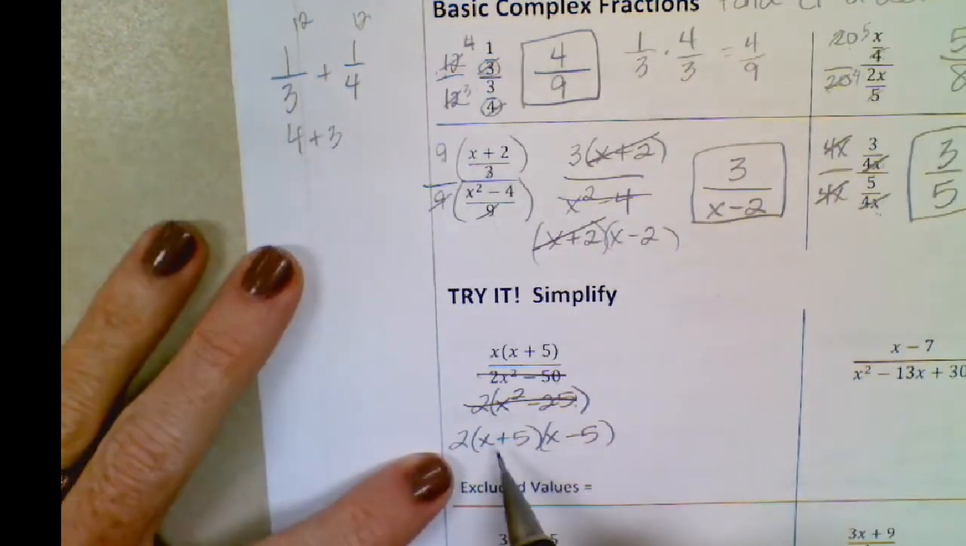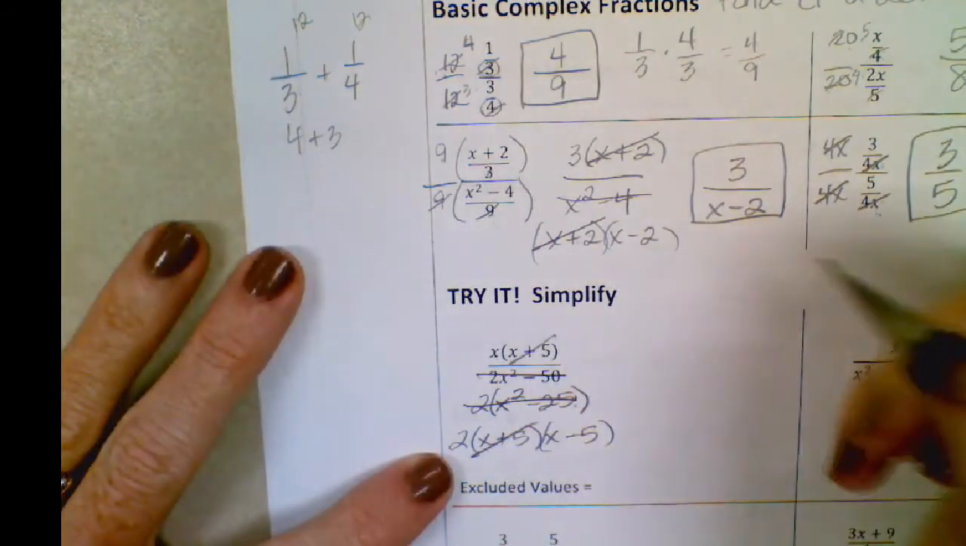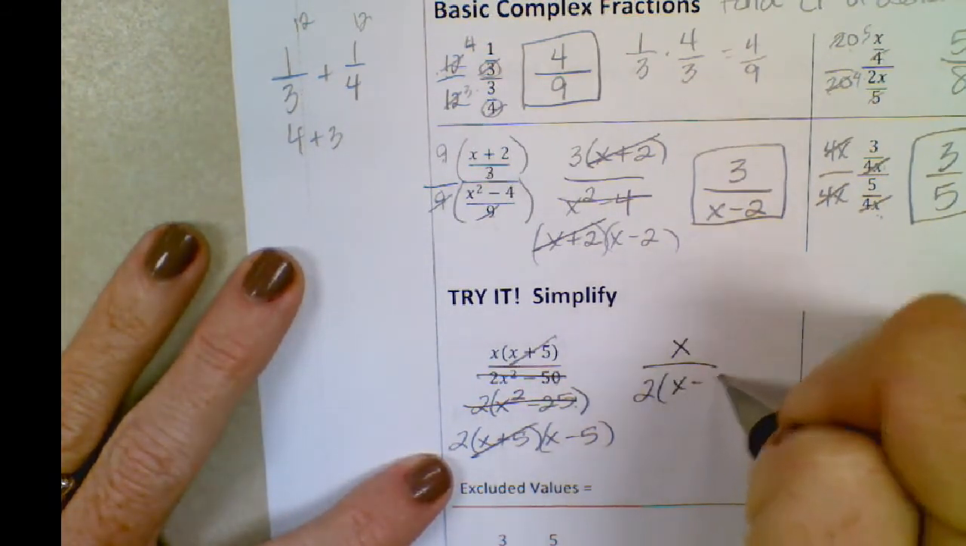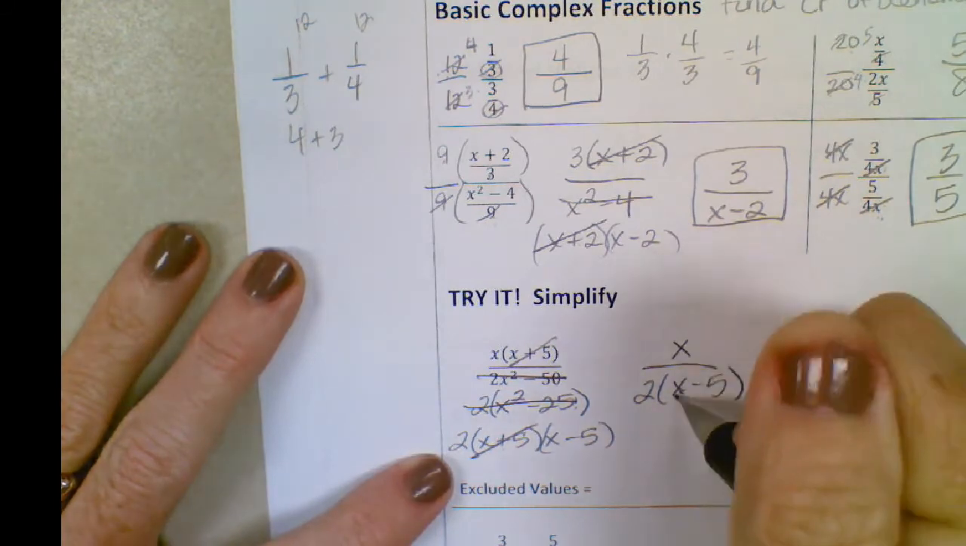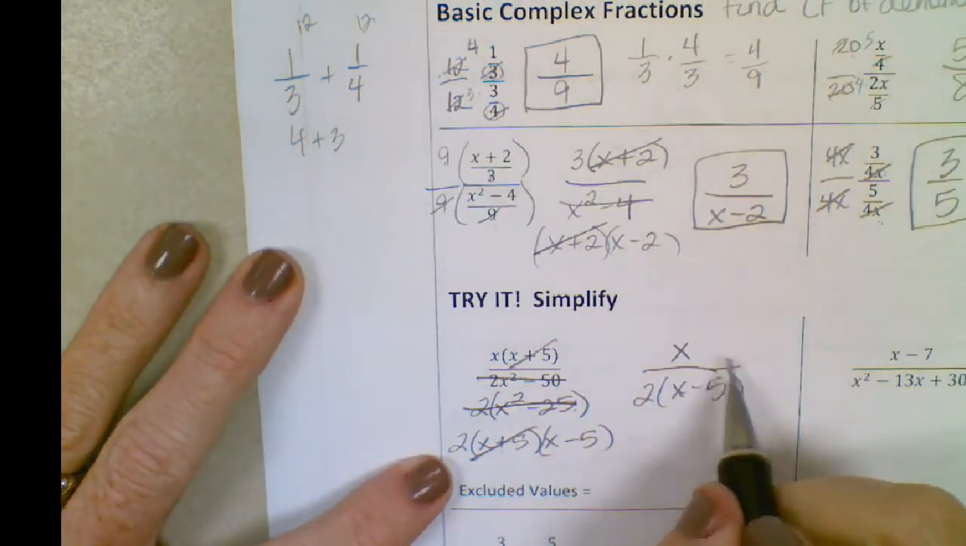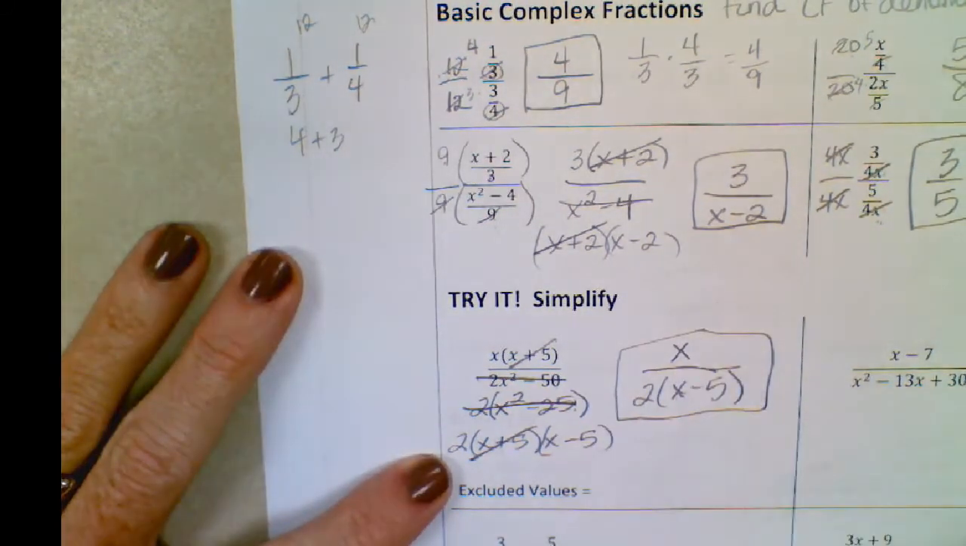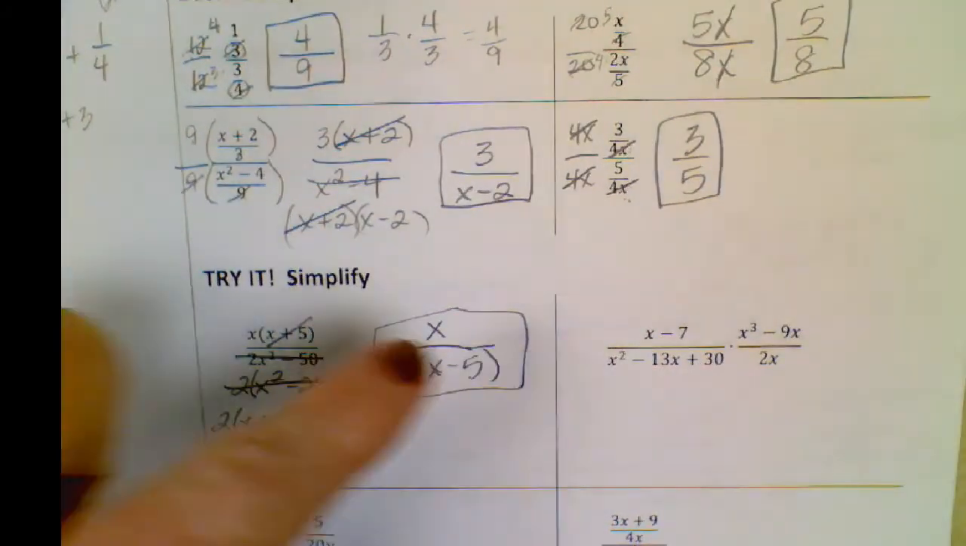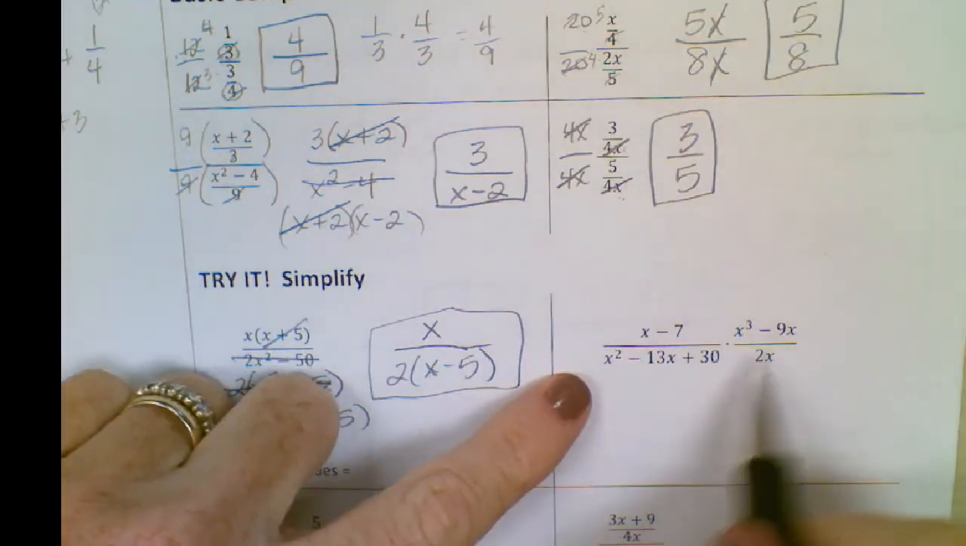And so now my x plus 5 factor will cancel out, and I end up with x over 2 times x minus 5. Remember that that x and that x do not cancel. Please do not make that mistake. Okay, and let's go here. We're still multiplying. So let's factor everything first.